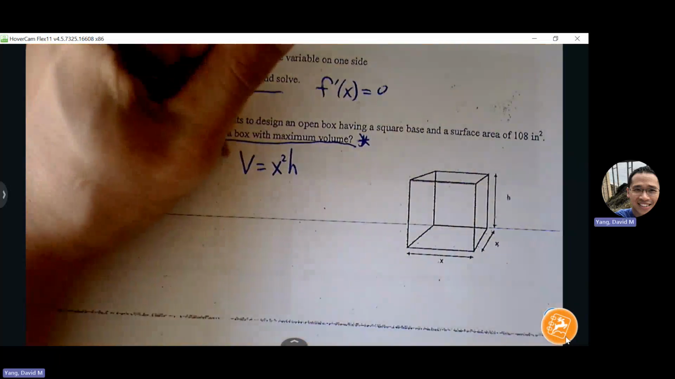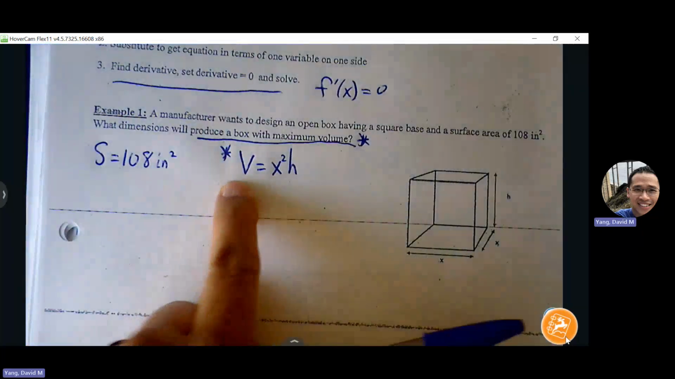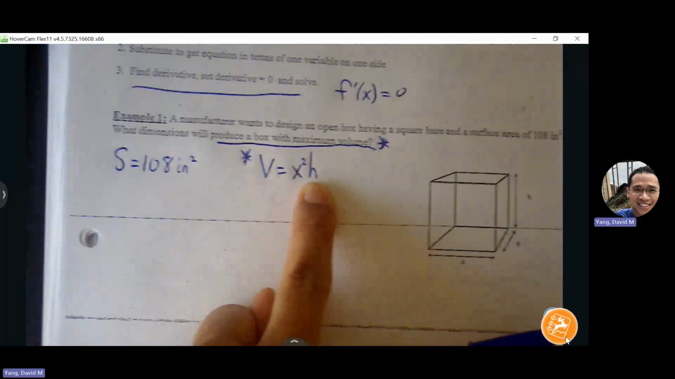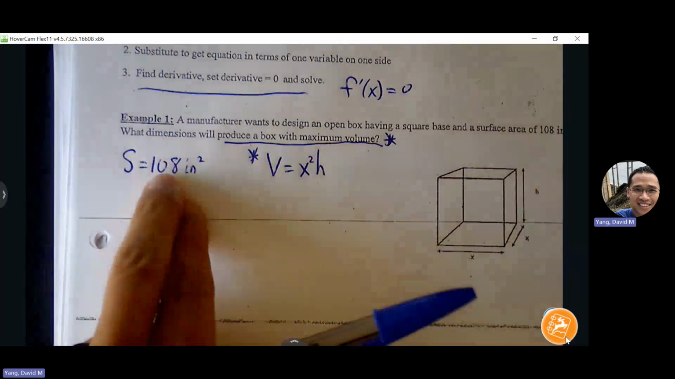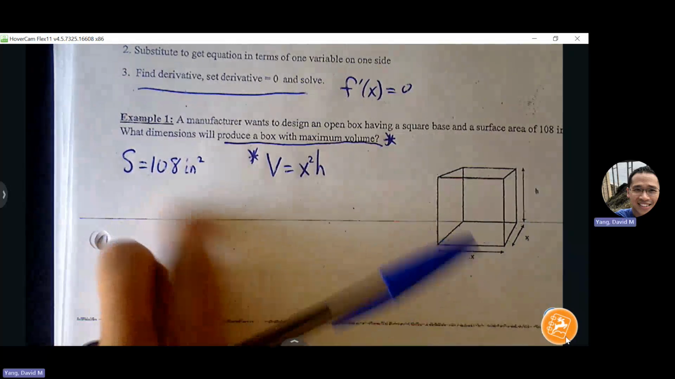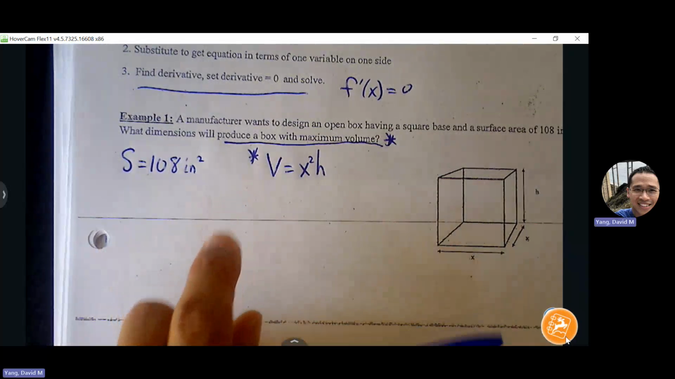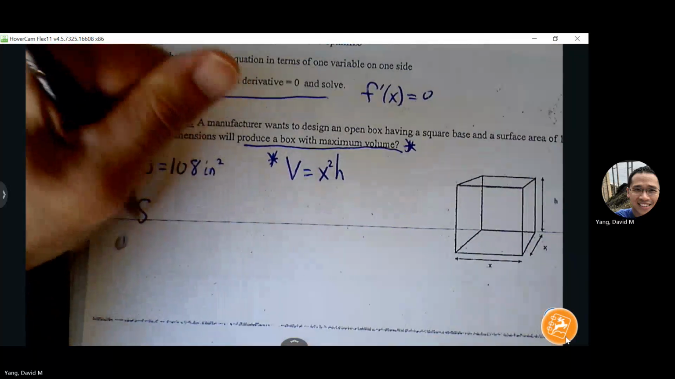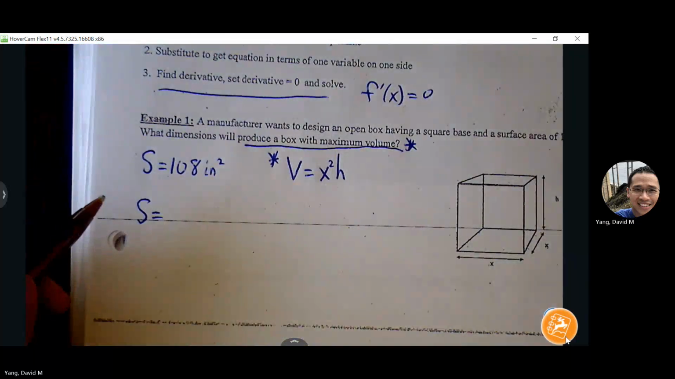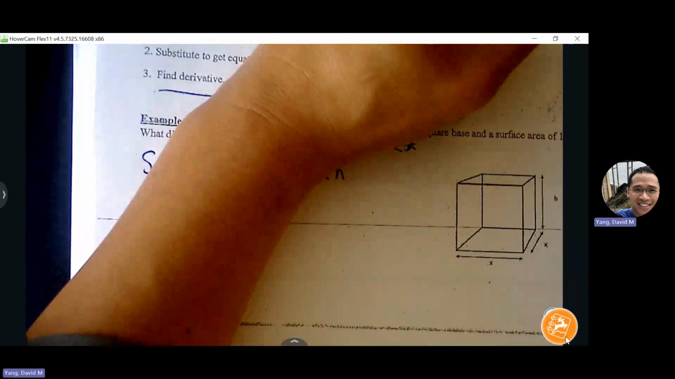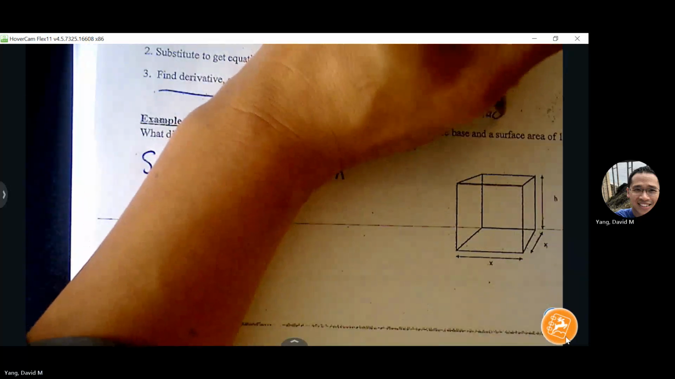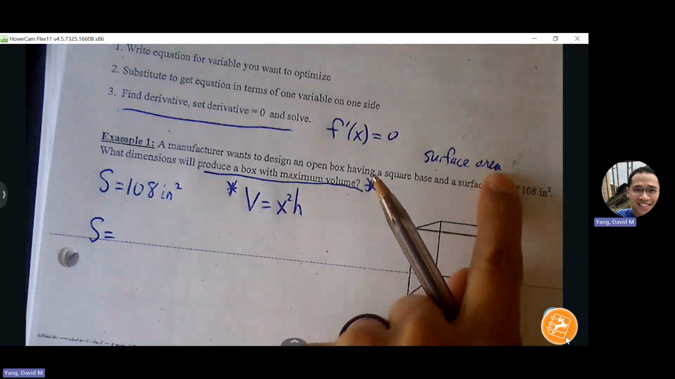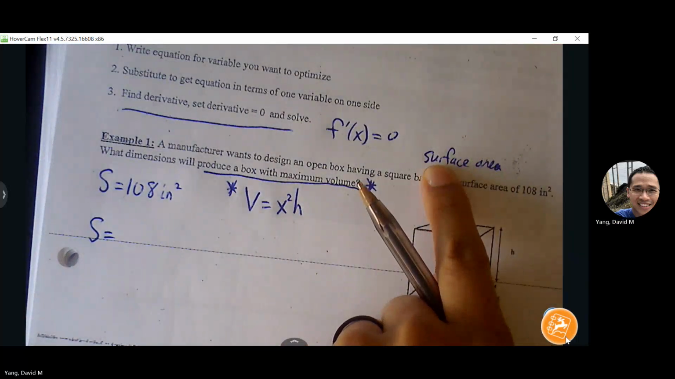Okay. I'll put a star next to this. This is what we want to find the derivative for, but we need some help because there's too many variables. So we want support from the surface area equation so we can make the proper substitution. Now, surface area is really just what the name implies. We're going to find the area of all the surfaces.